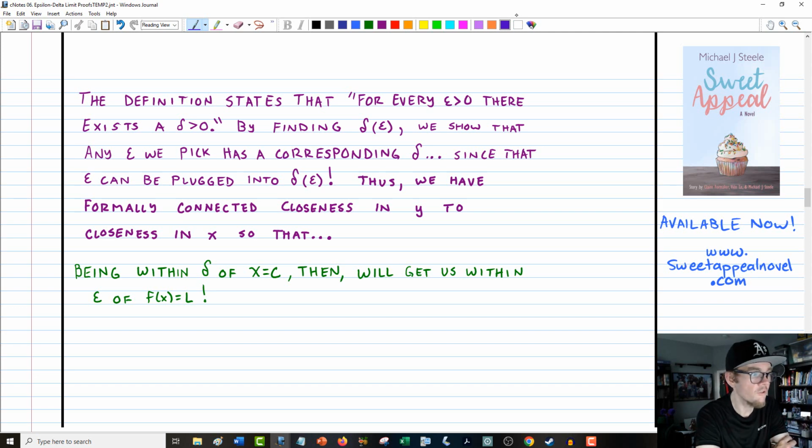Therefore, we have formally connected closeness in y to closeness in x, and I think the green text does a nice job of wrapping it up: being within delta of x equals c means we'll be within epsilon of f of x equals L. So in other words, we've established the connection. If you want to be this close to your limit value, you've got to be this close to your x value. And if I could make an Epsilon-Delta explanation extract out of something, it'd be that last phrase. If you want to be this close to your limit value in the y direction, you've got to be this close in the x direction to x equals c. That is the essence of Epsilon-Delta limit proofs, which is kind of cool.